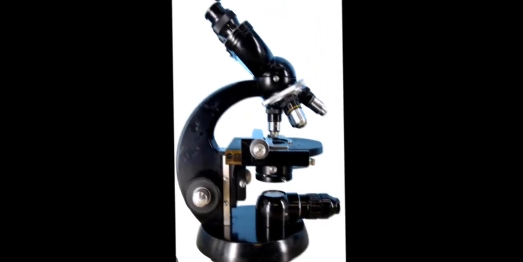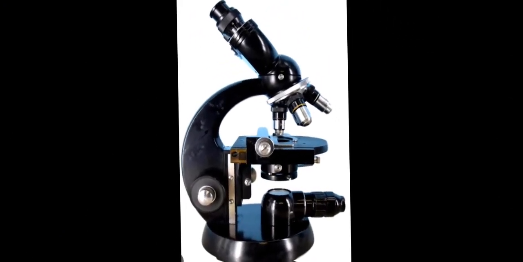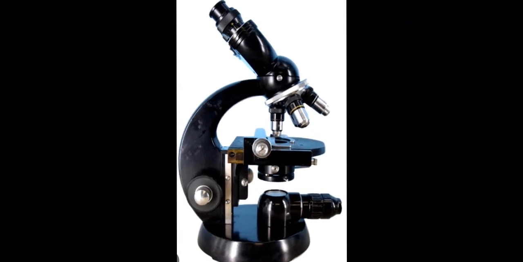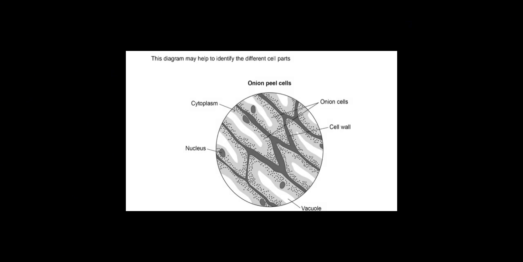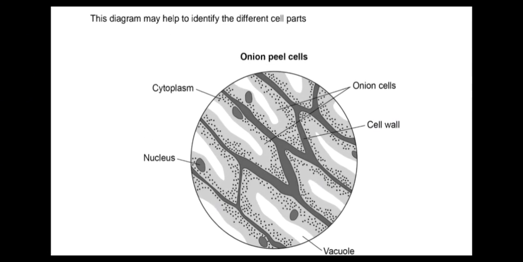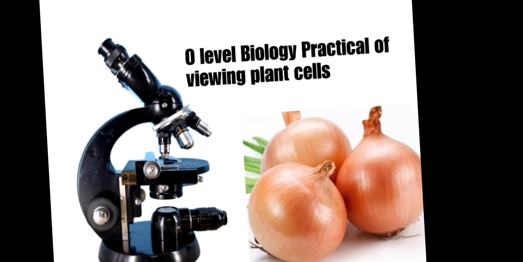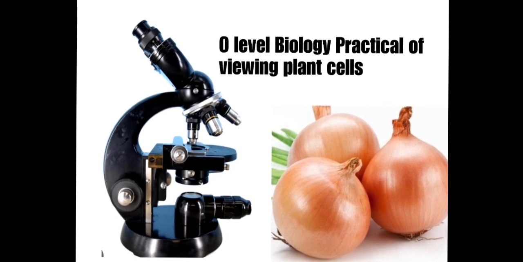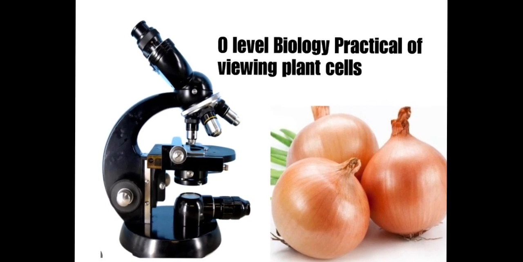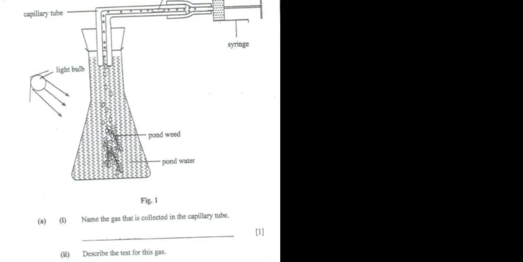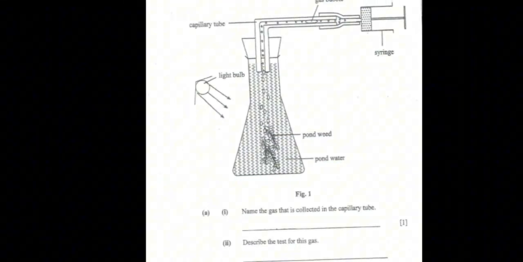Under the biology section, they can examine you on the microscope. You should be able to use the light microscope to observe, draw and label the cells in onion skin. Kindly follow the video I uploaded on this platform with the title Viewing Plant Cells Using Light Microscope. Under the biology section, also expect a practical on photosynthesis.